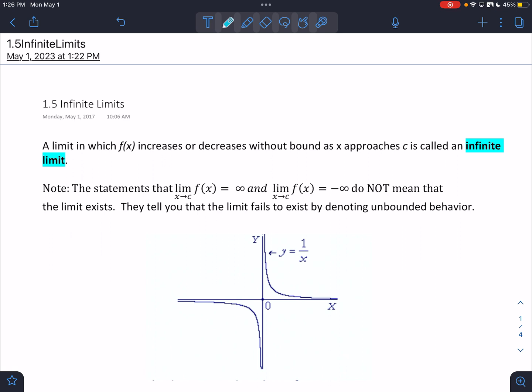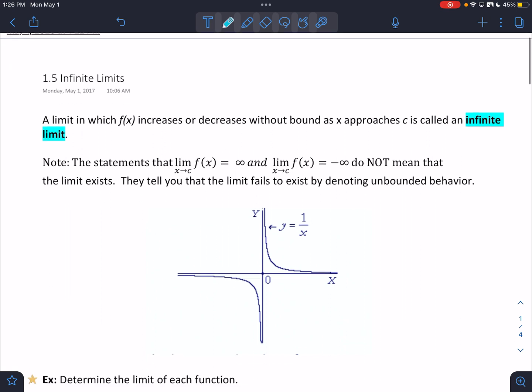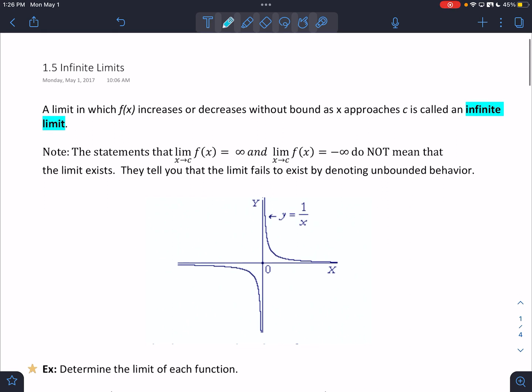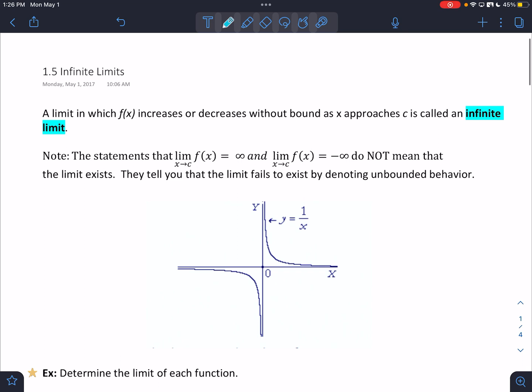So 1.5, infinite limits. A limit in which f of x increases or decreases without bound as x approaches some number c is called an infinite limit. Now, when we've had it approach infinity, what do we say is our ultimate overall limit? Does not exist. That's still true, but today we're going to investigate what kind of infinity we're approaching. Is it positive infinity or negative infinity? The answer is still ultimately does not exist, but we are going to give answers in terms of infinity today to talk about what kind of infinite limit we might have.